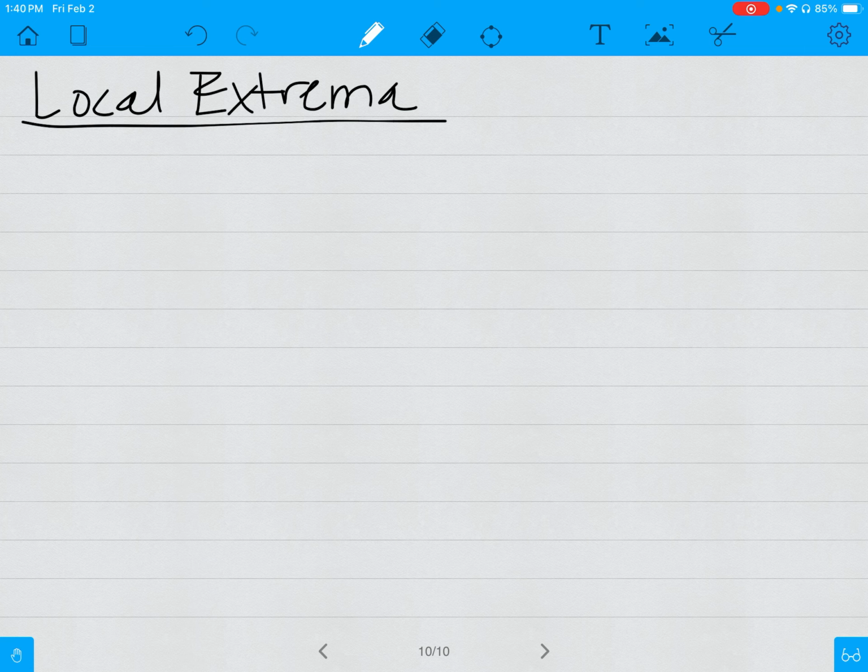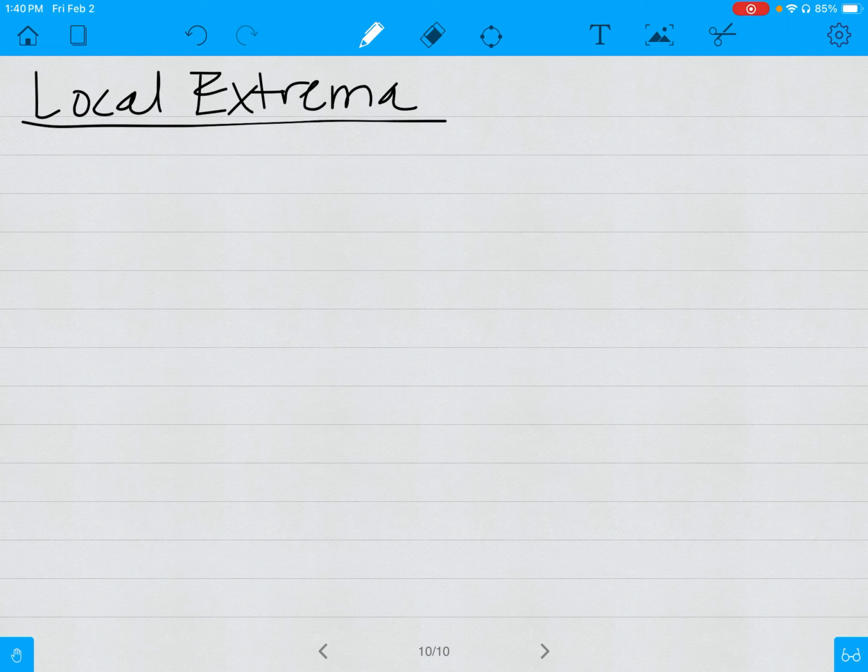I'm sure you can see why in a business context, let's say we're dealing with a profit function, we want to find where our maximum profit occurs, right? That would be a very useful thing to know. And so the question is, how can we do that? Well, we can do that by learning how to identify local extrema. So here's the definition of local extrema, and then we'll look at a couple of examples.